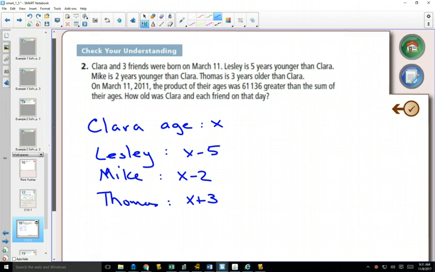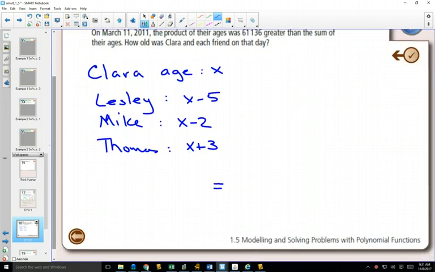Sometimes with complicated things like this, we can start with our equation. I have my product over here. I'm just going to write it in words, and I'm going to have my sum over here. How am I going to put that 61,136 so that they're equal? Should I put plus 61,136 on this side, or plus 61,136 on this side, or should I use minus? What should I do? It says that the product of their ages was 61,136 greater than the sum of their ages.